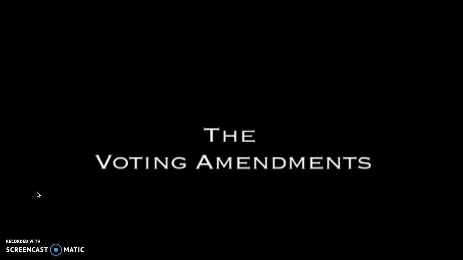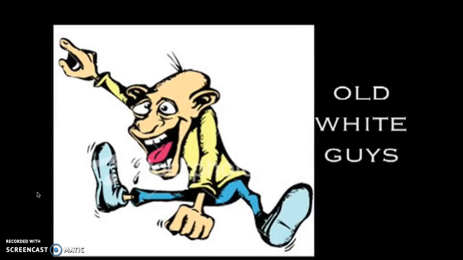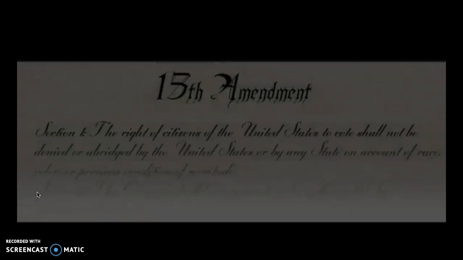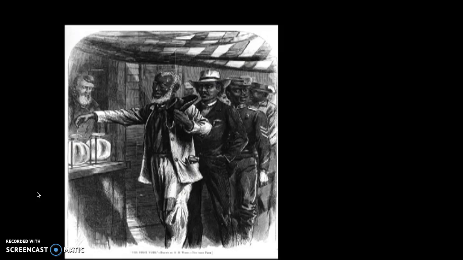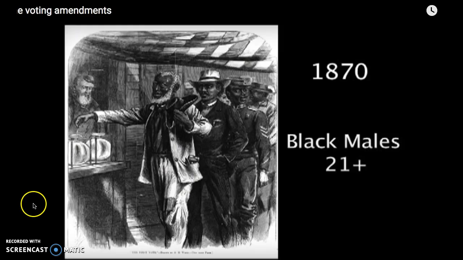The voting amendments. Originally, only white males over the age of 21 were allowed to vote. But that all changed in 1870 with the passing of the 15th Amendment. It gave all males over the age of 21, regardless of race, the right to vote.